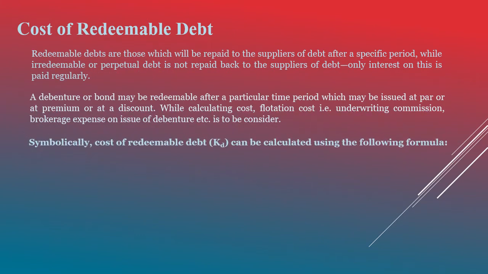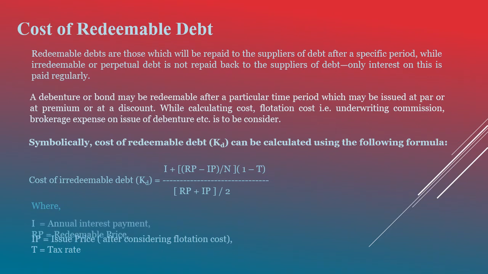Now, symbolically, cost of redeemable debt can be calculated using the following formula. So, this is the formula. In this formula, we can see there are some unknown terms where I is equal to annual interest payment, RP is equal to redeemable price, IP is equal to issue price after considering flotation cost, that means after deducting flotation cost, and T is tax rate.